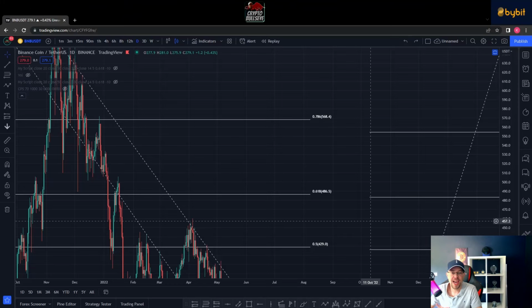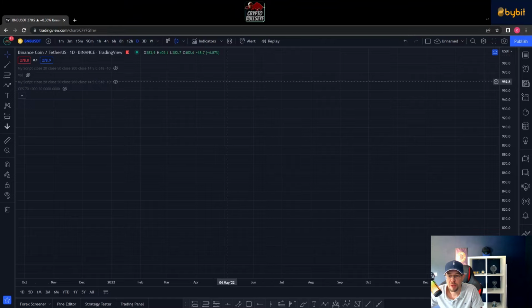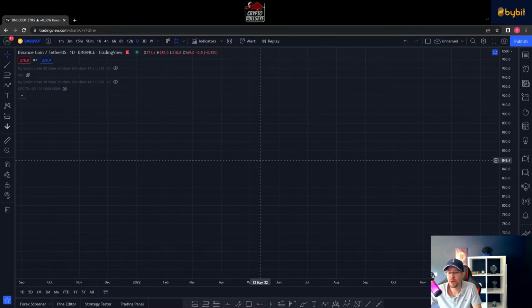Right, okay, double tops and double bottoms. So let's go over the basics first. What is a double top and what is a double bottom? So let's look at it firstly from the bullish scenario.